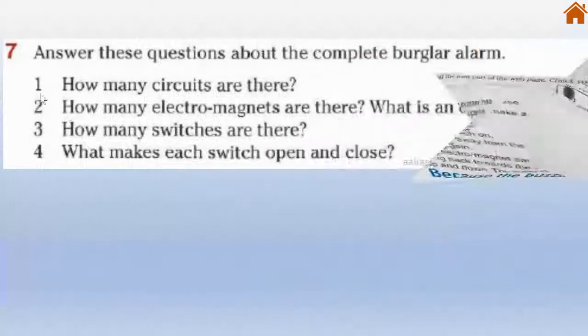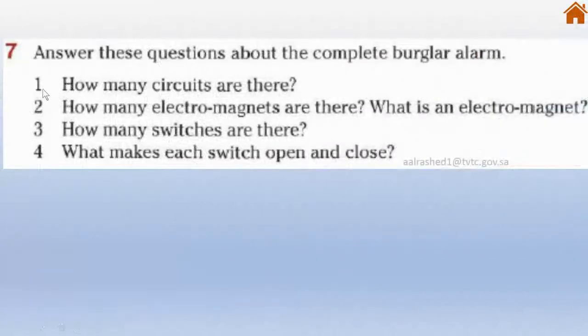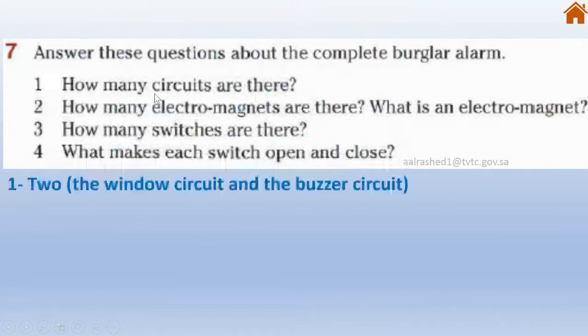Okay, let's try to answer the questions. For the first one, the number of circuits, we have 2. What are they? The window circuit and the buzzer circuit. Okay, the buzzer circuit is the one responsible for producing the sound that alarmed those who live nearby. For number 2, how many electromagnets are there?